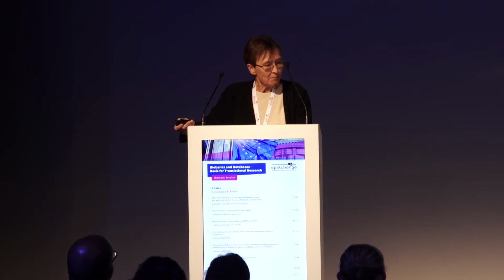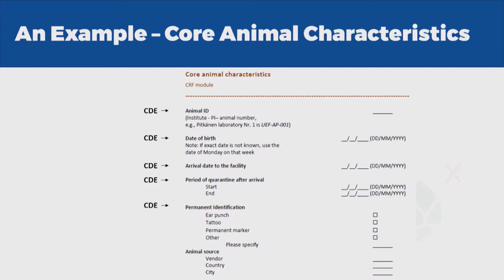So this is an example. This is the core animal characteristics. Basically, this is how we describe our subjects. So we have the animal ID, date of birth, arrival date to the facility, quarantine, identification, etc., etc.